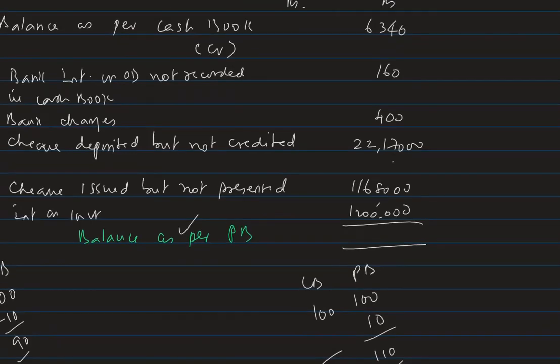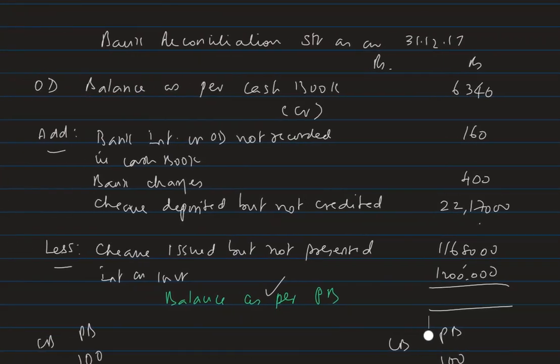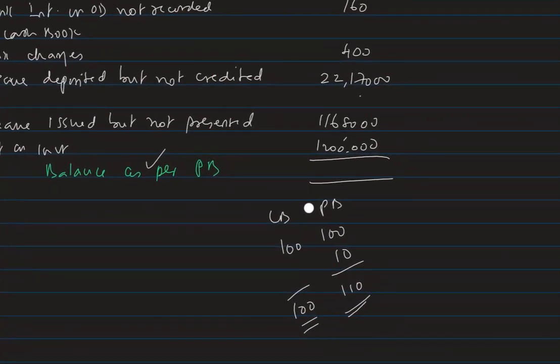Now carefully observe, my dear students, they have not given us the balance, we have to arrive at the balance. So take your calculator. So 6,340 plus all add items 160 plus 400 plus 22 lakh 17,000. So you get 22 lakh 23,900 minus 11 lakh 68,000 minus 12 lakhs. You get 1 lakh 4,400. So this 1 lakh 4,400 is coming as a negative figure.